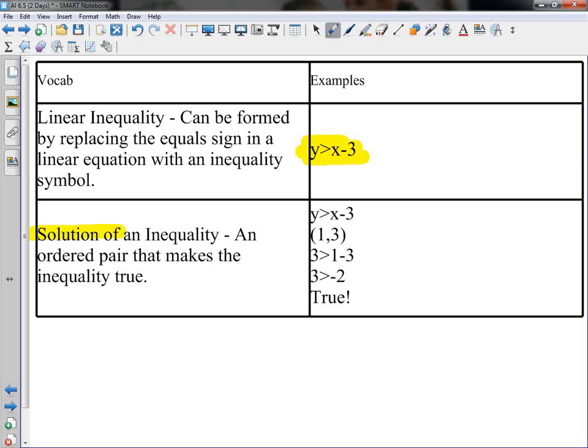One important part is when we talk about a solution of an inequality, we're talking about an ordered pair that makes the inequality true. And I give an example here of that same one where we plugged in 1, 3. If I plug in 1, 3, it makes it true. And unlike a solution of an equation, there are many solutions of an inequality. So there's not just one, there's going to be lots.